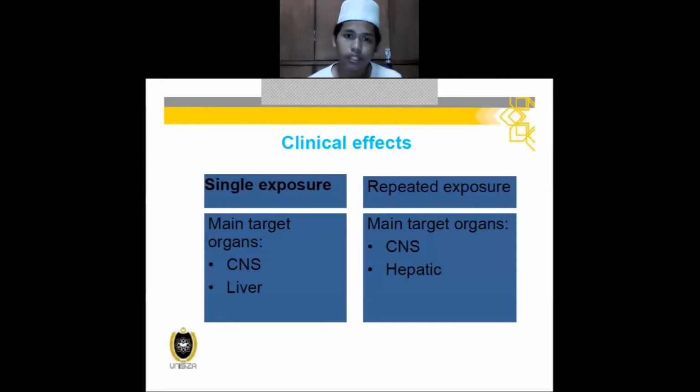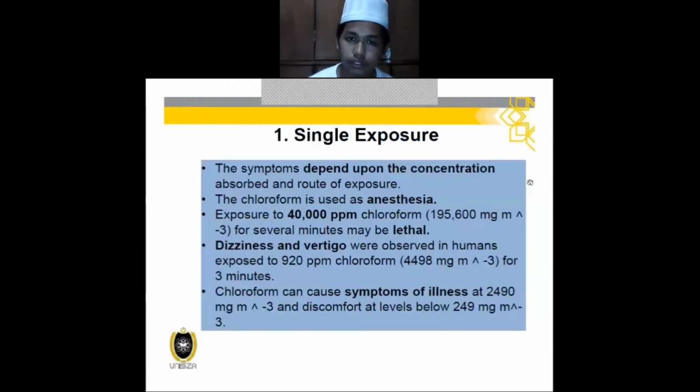Here I'm gonna explain about the clinical effect of the chloroform poisoning. The chloroform poisoning can occur due to single exposure and repeated exposure. For the single exposure, the main target organs are CNS and liver, while for the repeated exposure, the target organs are CNS and hepatic. For the single exposure, the symptoms depend upon the concentration absorbed and the route of exposure. As we all know, chloroform is used as anesthesia.